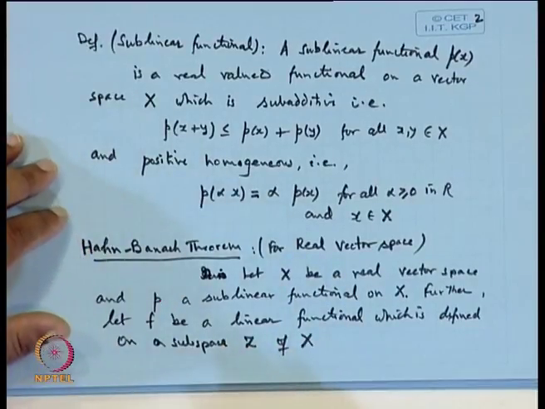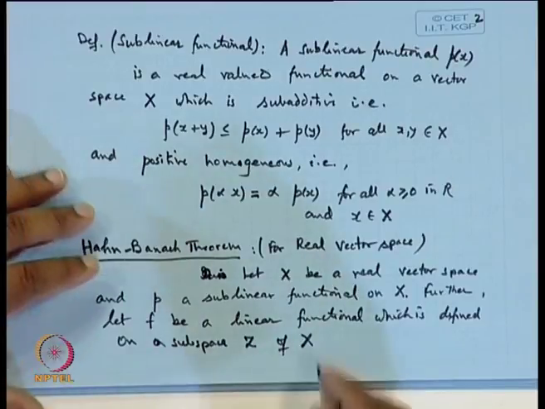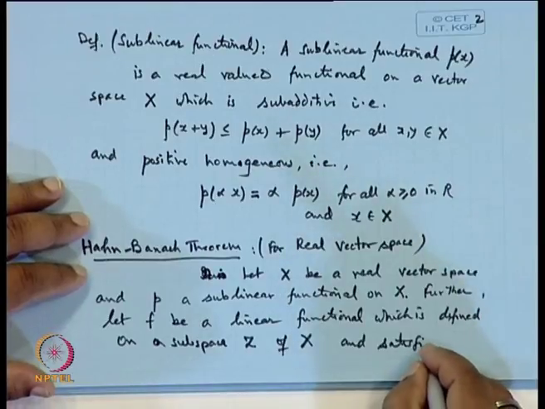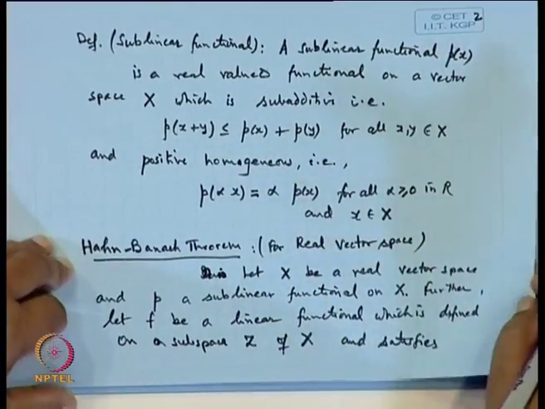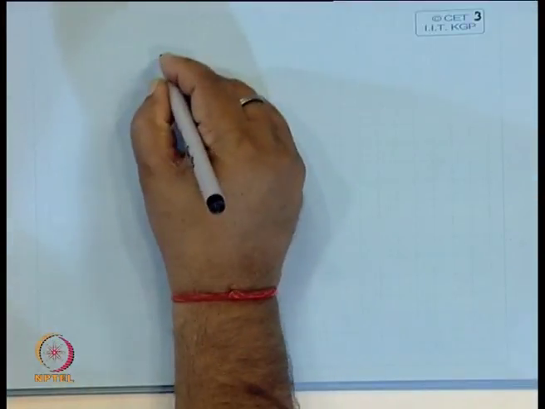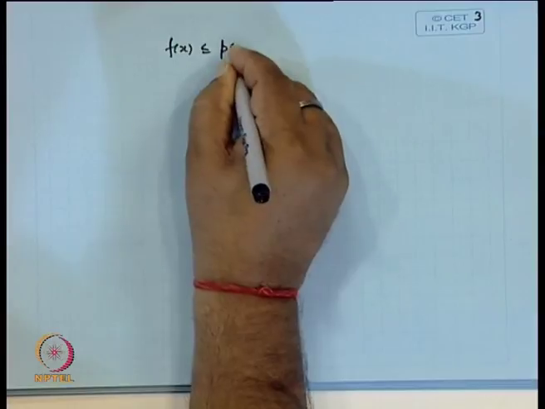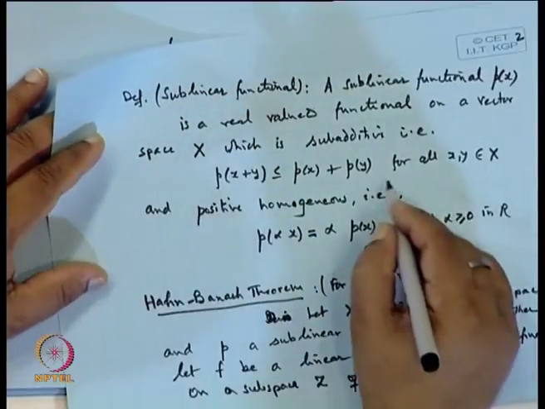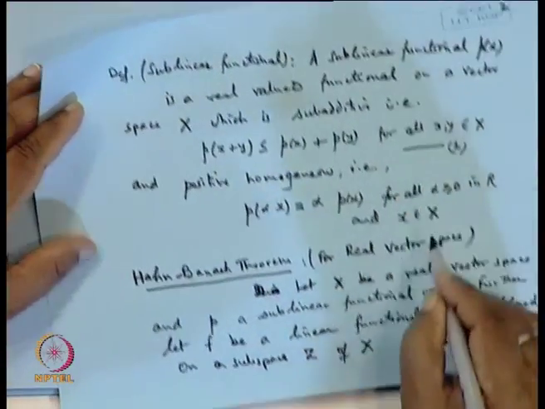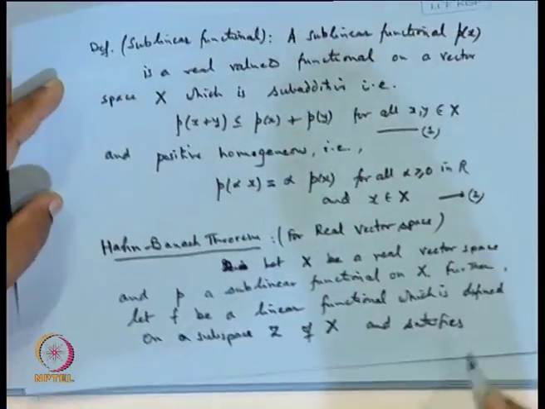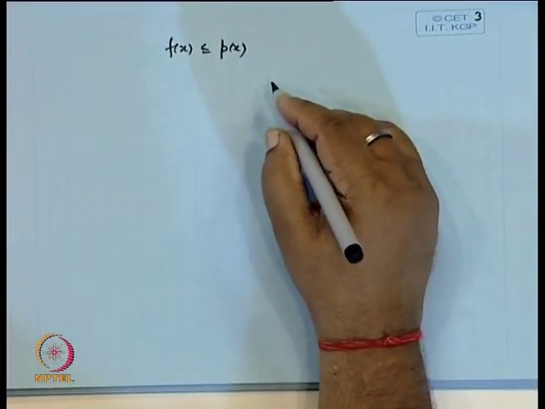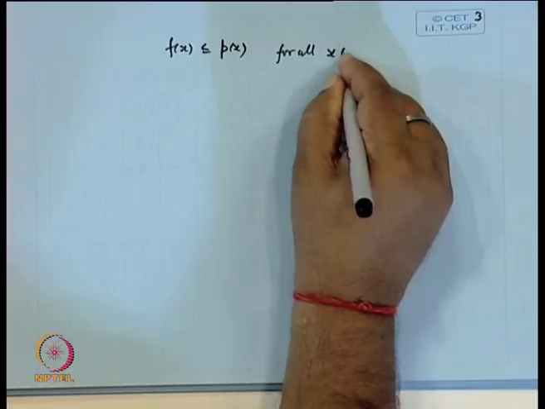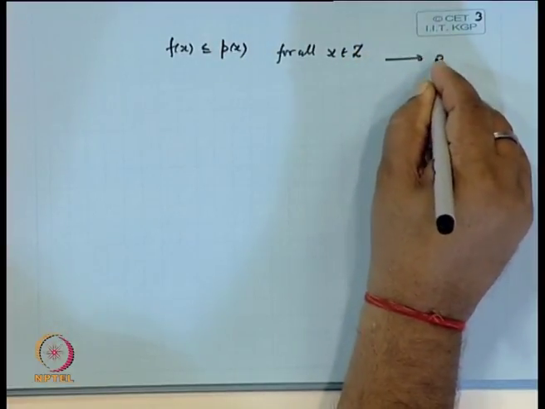Z of X, and satisfies the majorization property, f(x) is less than or equal to p(x). Let this be one. This property we will use as second, and this one is third, for all x belonging to Z. Okay.